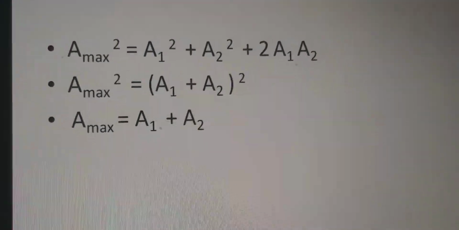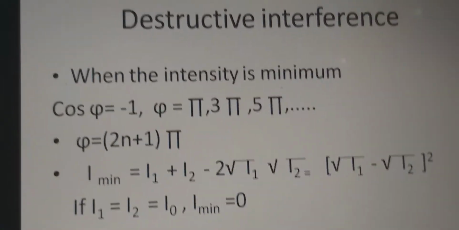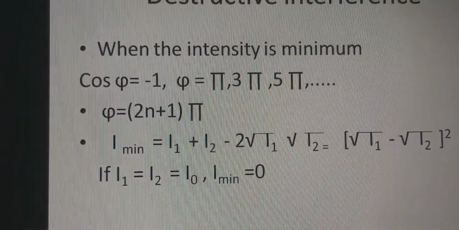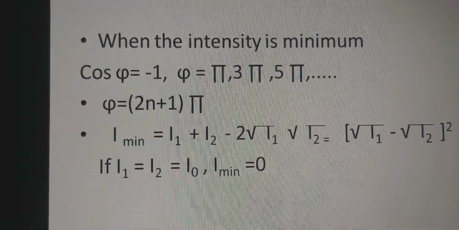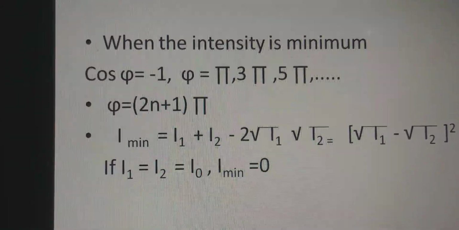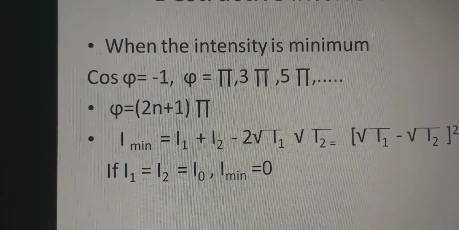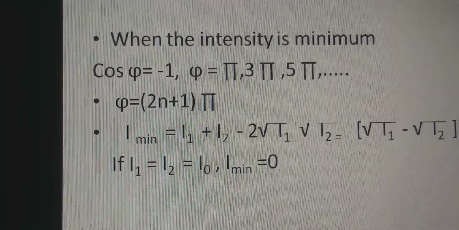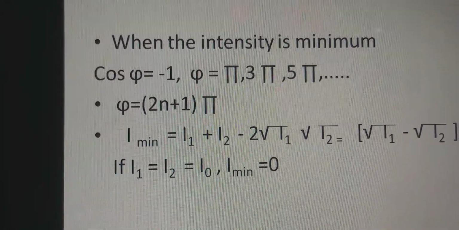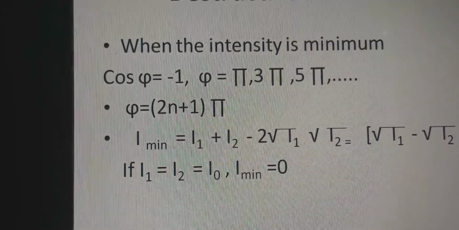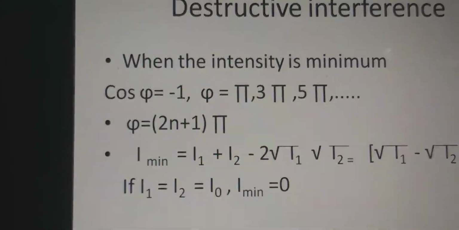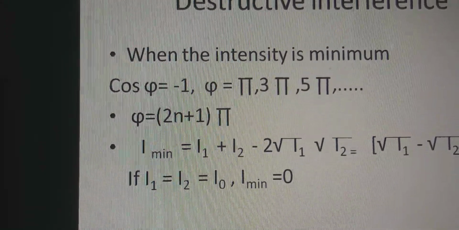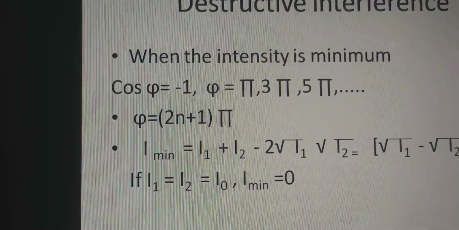Now come to the next slide. That is destructive interference. When the intensity is minimum, that is cos phi equal to -1, the phi value will be pi, 3 pi, 5 pi. If we put phi equal to pi, then cos pi is -1. Therefore the generalized formula for angle phi is 2n plus 1 times pi. Now if we put n equal to 0, then phi equals pi, n equal to 1, then phi equals 3 pi, and so on.